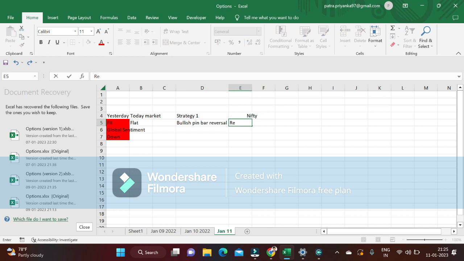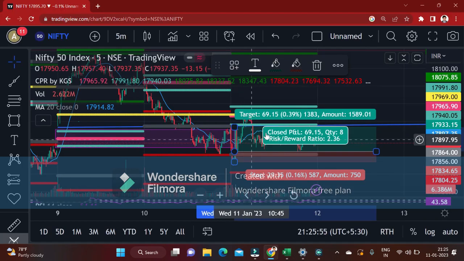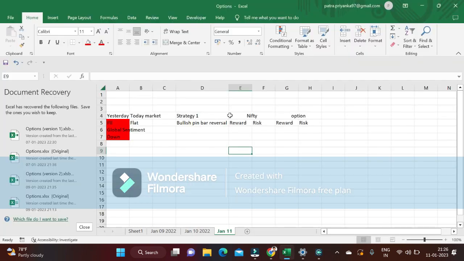Okay, so this is the reward potential and this is the risk potential. And the option will also be measured simultaneously. For the option, whatever reward and risk you are getting here, it is just 50%, because we are taking in the money options, slightly in the money and at the money. So this target is 69.15. This is the risk reward you are able to get, and the risk you are taking is 29.35.